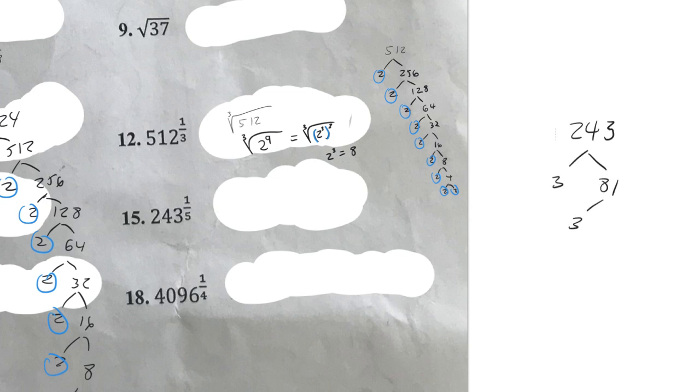81 is divisible by 3. 3 times 27, which happens to be divisible by 3. 3 times 9, which happens to be divisible by 3. 3 times 3. So we have 1, 2, 3, 4, 5 threes. So we have the fifth root of 3 to the fifth. So who gets out of jail? That blue 3 gets out of jail. So therefore, this ends up literally just becoming 3.